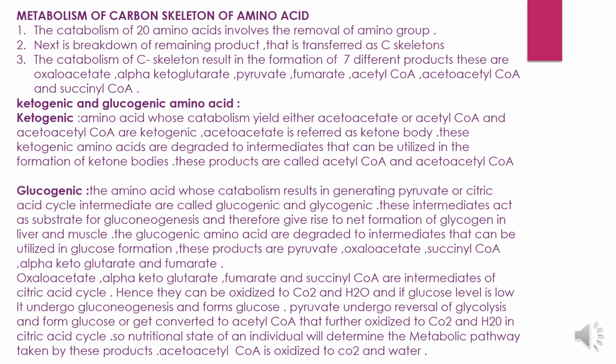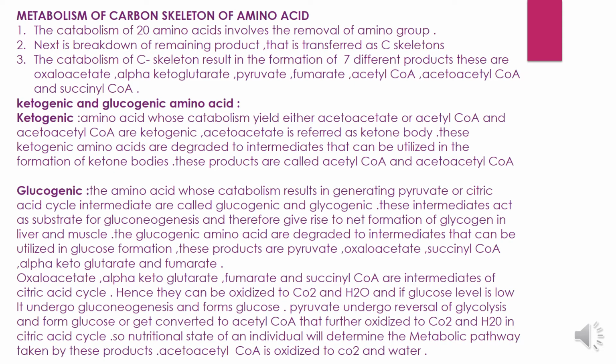So what are ketogenic and glucogenic amino acids? Ketogenic amino acids are those whose catabolism yields either acetoacetate or acetyl coenzyme A. Acetoacetyl coenzyme A is also ketogenic. Acetoacetate is referred to as a ketone body. These ketogenic amino acids are degraded to intermediates that can be utilized in the formation of ketone bodies. These products are called acetyl coenzyme A and acetoacetyl coenzyme A.